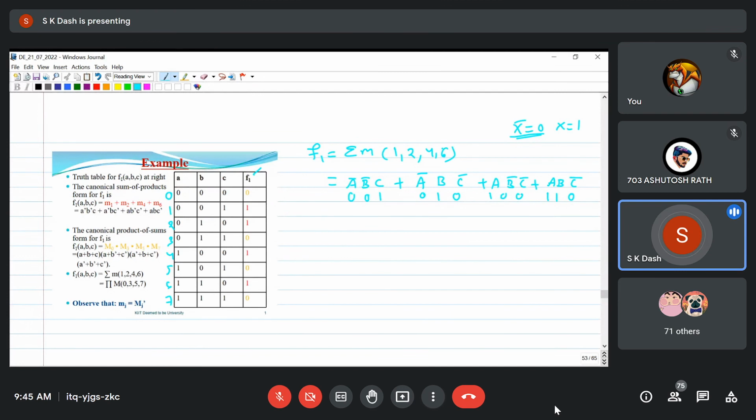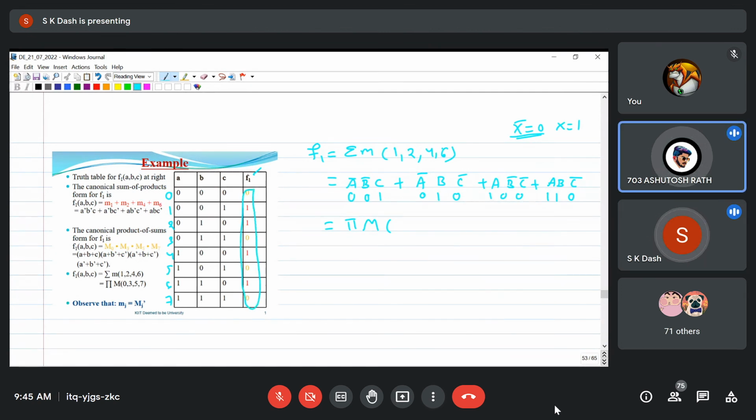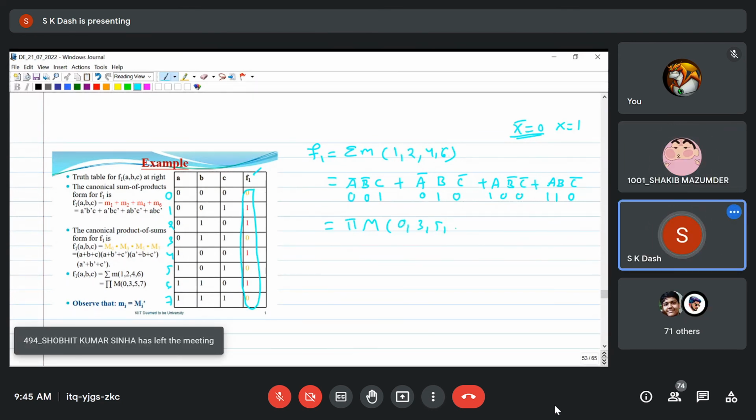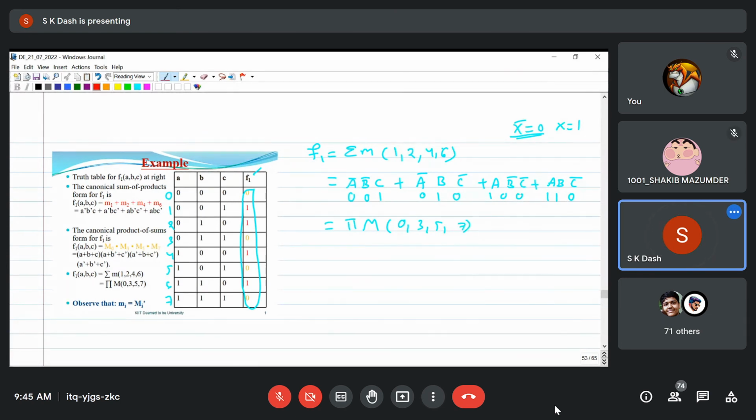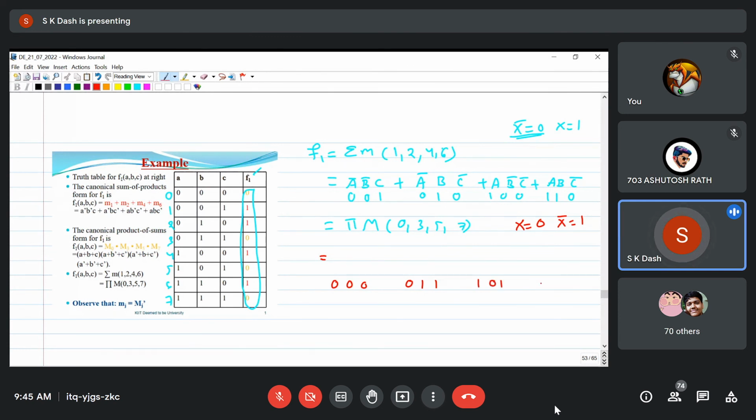Similarly, if I write this in terms of pi of capital M, we have already calculated: 0, 3, 5, 7. Now we are dealing with POS. When we are dealing with POS, x should be 0 and x bar should be 1. So 0 means 000, 3 means 011, 5 means 101, 7 means 111.